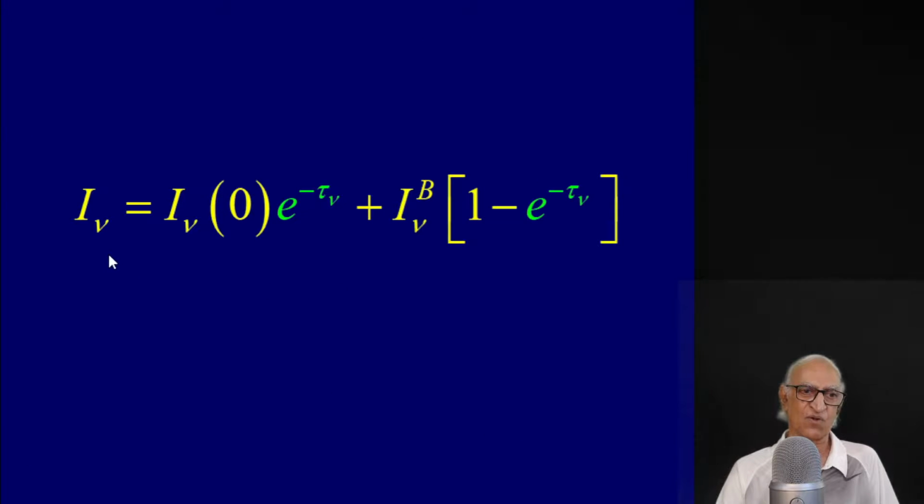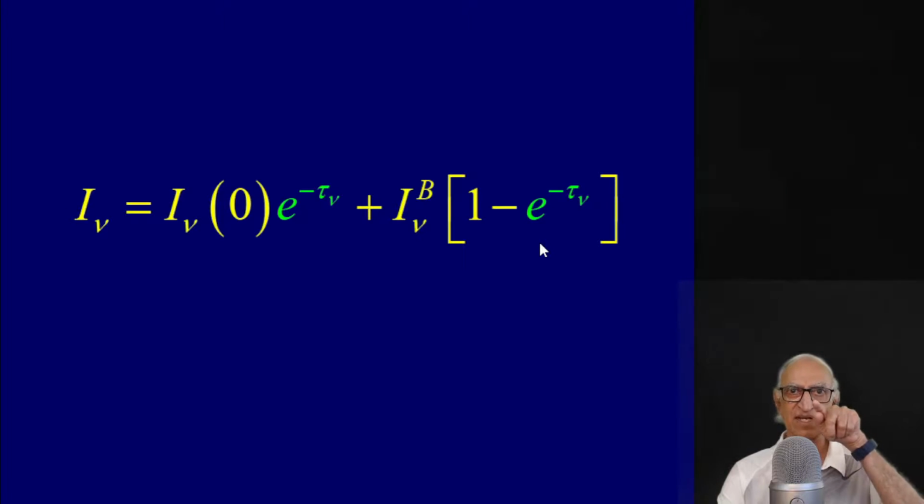Here is our good old equation of radiative transfer. The first term on the right hand side is the incident intensity attenuated by the medium. The second term on the right hand side is the intensity added by the medium but self-absorbed by the medium.